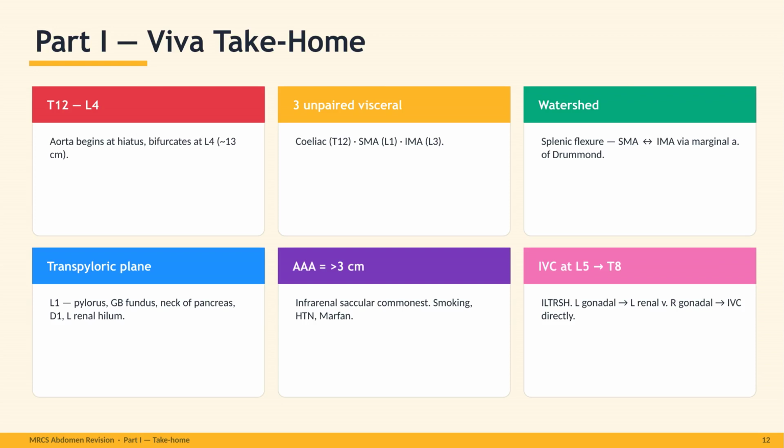5. AAA equals greater than 3 centimeters of the infrarenal aorta. Commonest is saccular infrarenal, with smoking, hypertension, Marfan as risk factors. 6. IVC runs from L5 to T8. Left gonadal drains into the left renal vein, right gonadal drains directly into the IVC. If you can deliver those 6 bullet points in the viva, you've crushed the vascular anatomy.